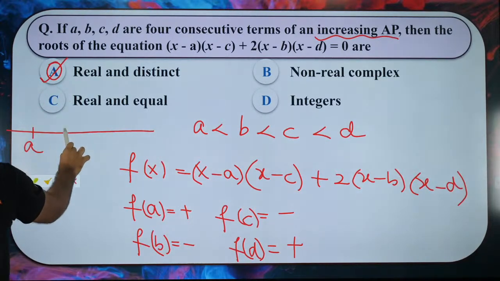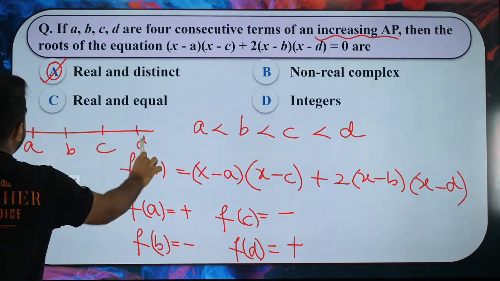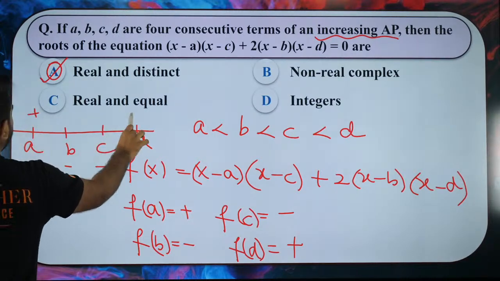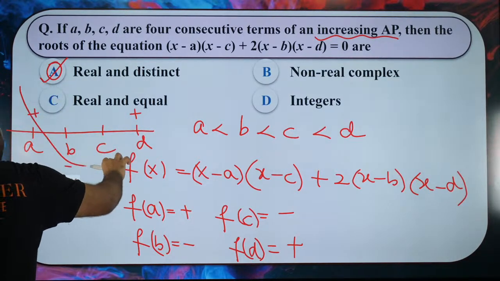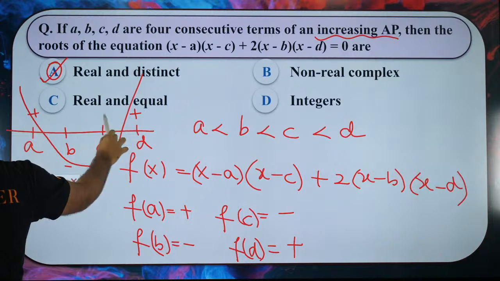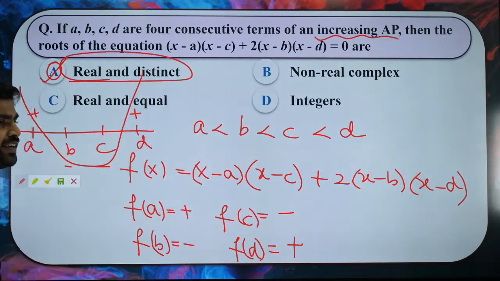So let's mark a, b, c, d on the number line. We know that f of b and f of c are negative, f of a and f of d are positive. So there will be one root between a and b, one root between c and d. So the roots are real and distinct. Beautiful question. Did you like it? Everybody.